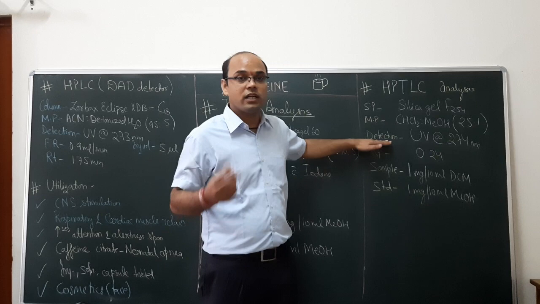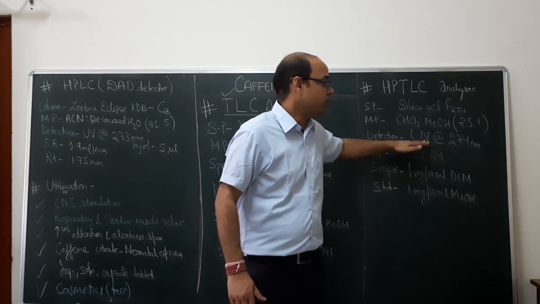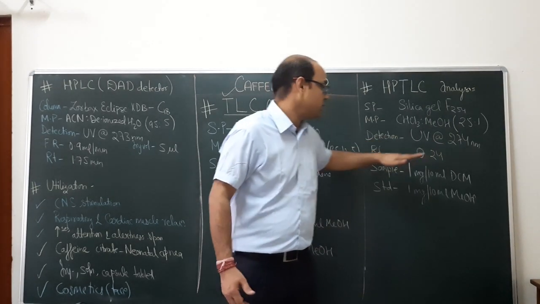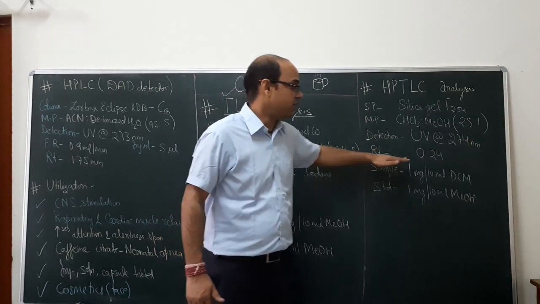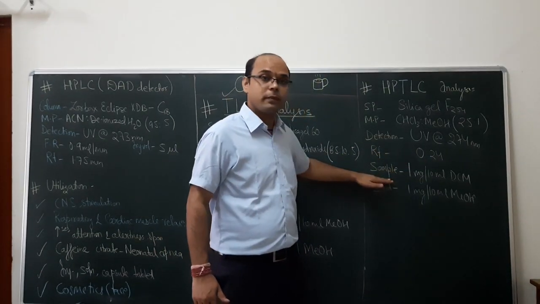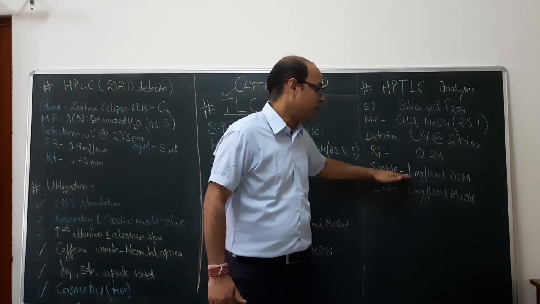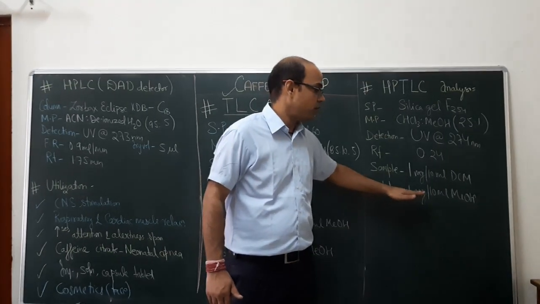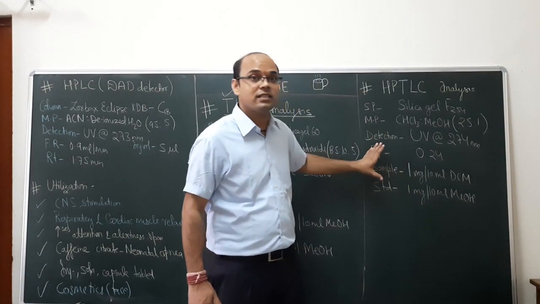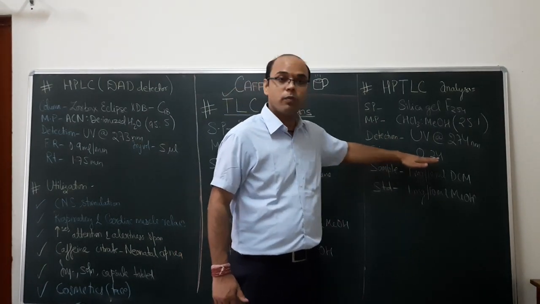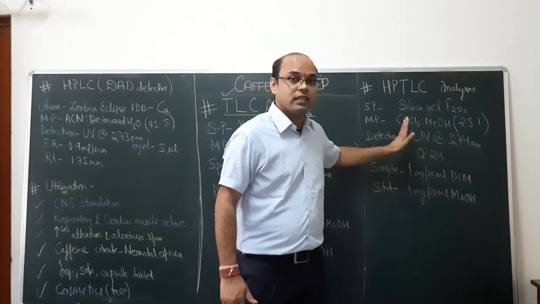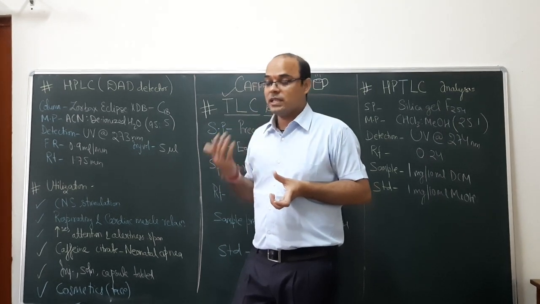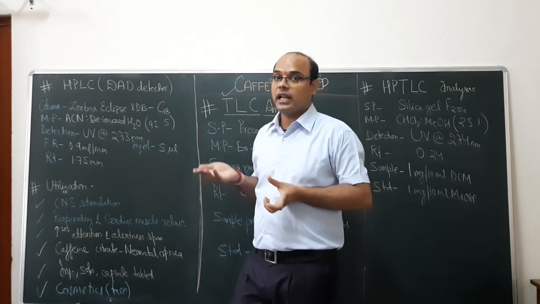We can detect the spot for caffeine at ultraviolet wavelength of 274 nanometers, and the RF value was found to be 0.24. The sample was prepared by dissolving 1 mg of your sample in 10 ml of dichloromethane, DCM, and the standard was prepared by dissolving 1 mg in 10 ml methanol, and under these conditions we can get the RF value at 0.24 in HPTLC.